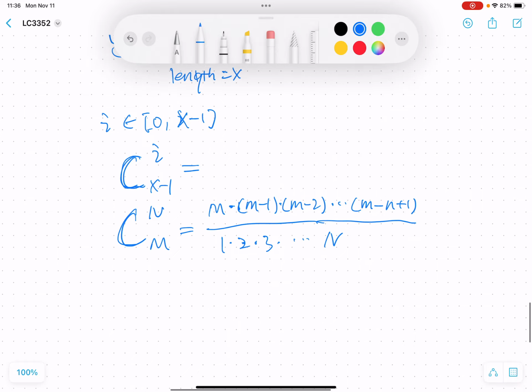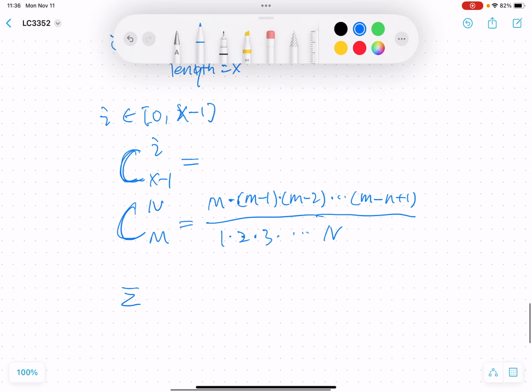So what we need is to sum up, for n equal 0 until I minus 1, the C function: we choose n atoms from m minus 1. Yeah, this is what we need for the second part.